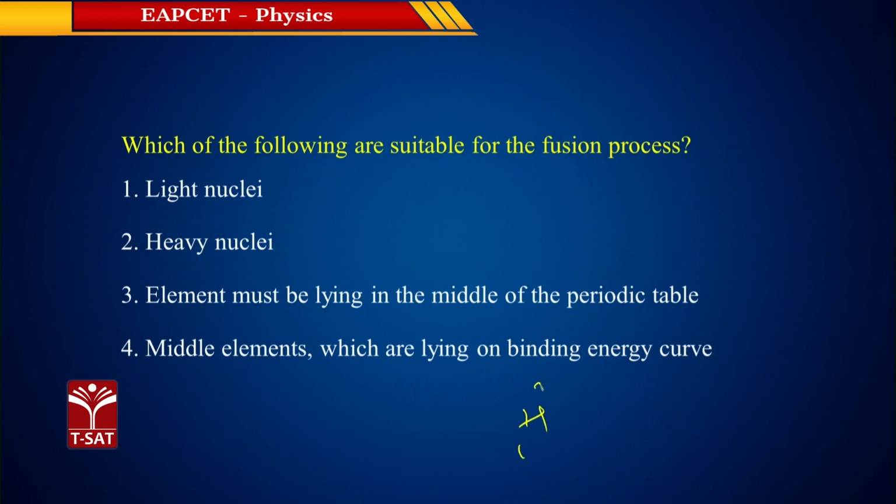hydrogen 1:2 plus hydrogen 1:2 gives rise to helium 2:4. This is a light nucleus children, plus 24 mega electron volts energy releases. And here heavy nucleus example is the atom bomb, and light nucleus example is the hydrogen bomb. Okay, keep in your mind.